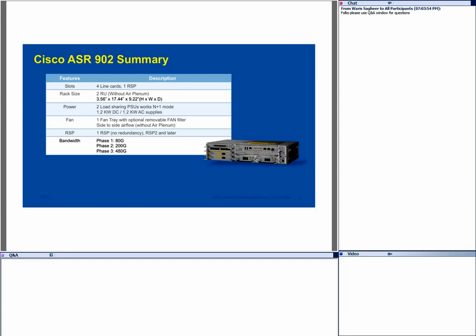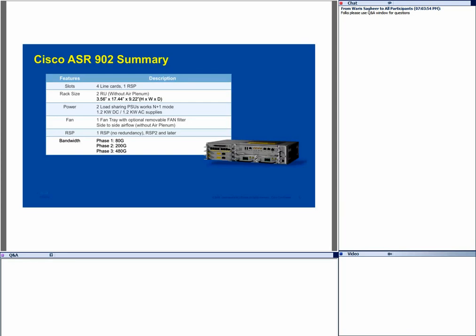So it's actually less than 100 inches. It's half the depth of a rack. These are pretty stringent requirements when you talk about carrier Ethernet and mobile backhaul deployments, right? And apart from that standard, we have 2 power supplies for load sharing. And like I said, there is only one RSP.